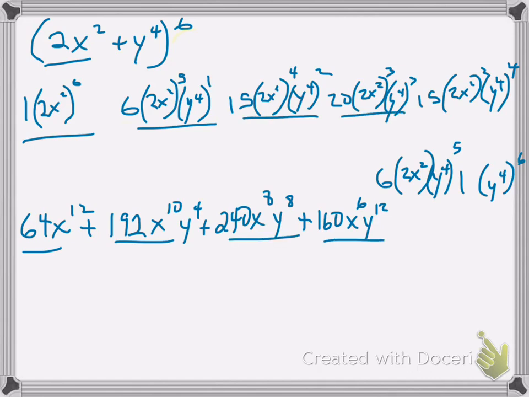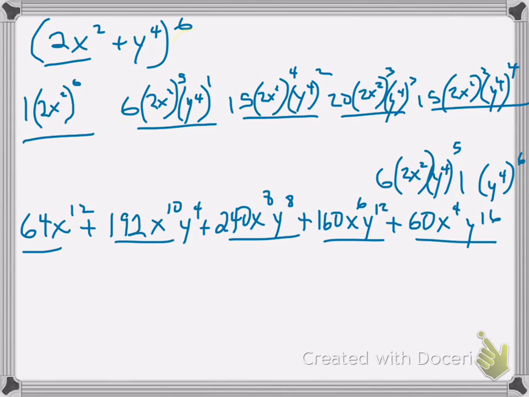So now I'm on this one. 15 times 2 to the 4th is 60, right? No, 15 times 2 squared. 2 squared is 4. That's 60 x⁴ y¹⁶. That takes care of that one.